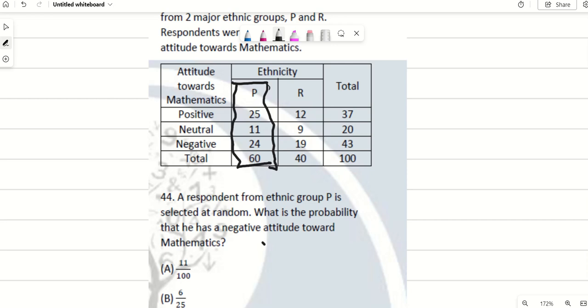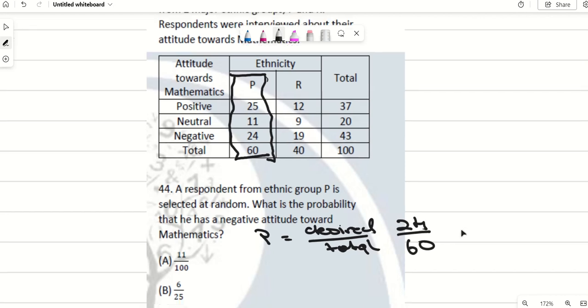So we know that probability is your desired over your total. Now we know your total, T-O-T-A-L. Your total would be for ethnic group P. It would not be the total in general, because they're saying you're looking at ethnic group P. So it would be a desired who has a negative attitude towards mathematics. We have 24 over 60, which is your total. So you're looking for 24 over 60.